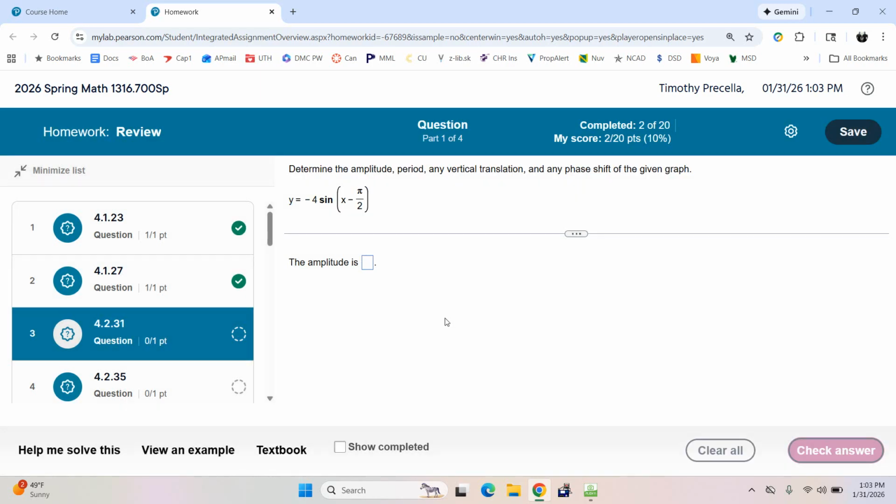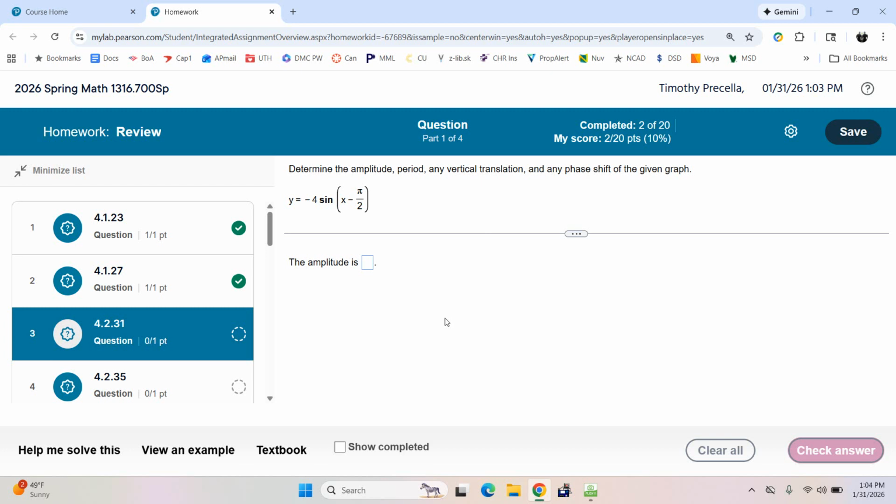Oh, good. Sine, I was about to say, I hope we get some that have sine in it. Determine the amplitude, period, any vertical translation, and any phase shift. Phase shift is what we call the horizontal shifts. Okay? So let me write this problem down, and we'll do the amplitude and period first.